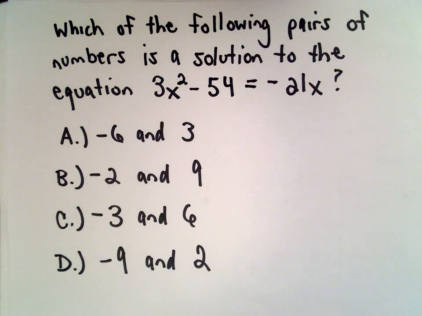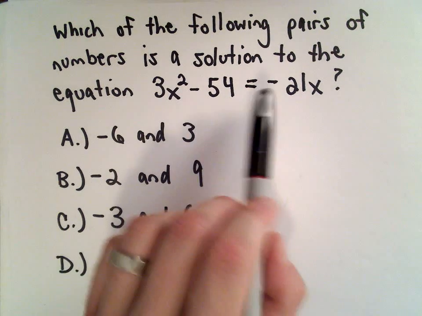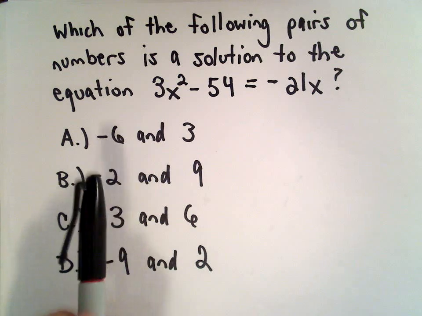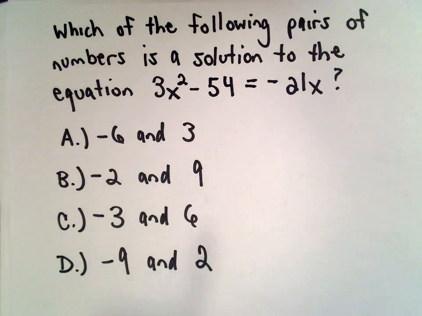Okay, in this problem we want to know which of the following pairs of numbers is a solution to the equation 3x squared minus 54 equals negative 21x. We've got the choices negative 6 and 3, negative 2 and 9, negative 3 and 6, negative 9 and 2.